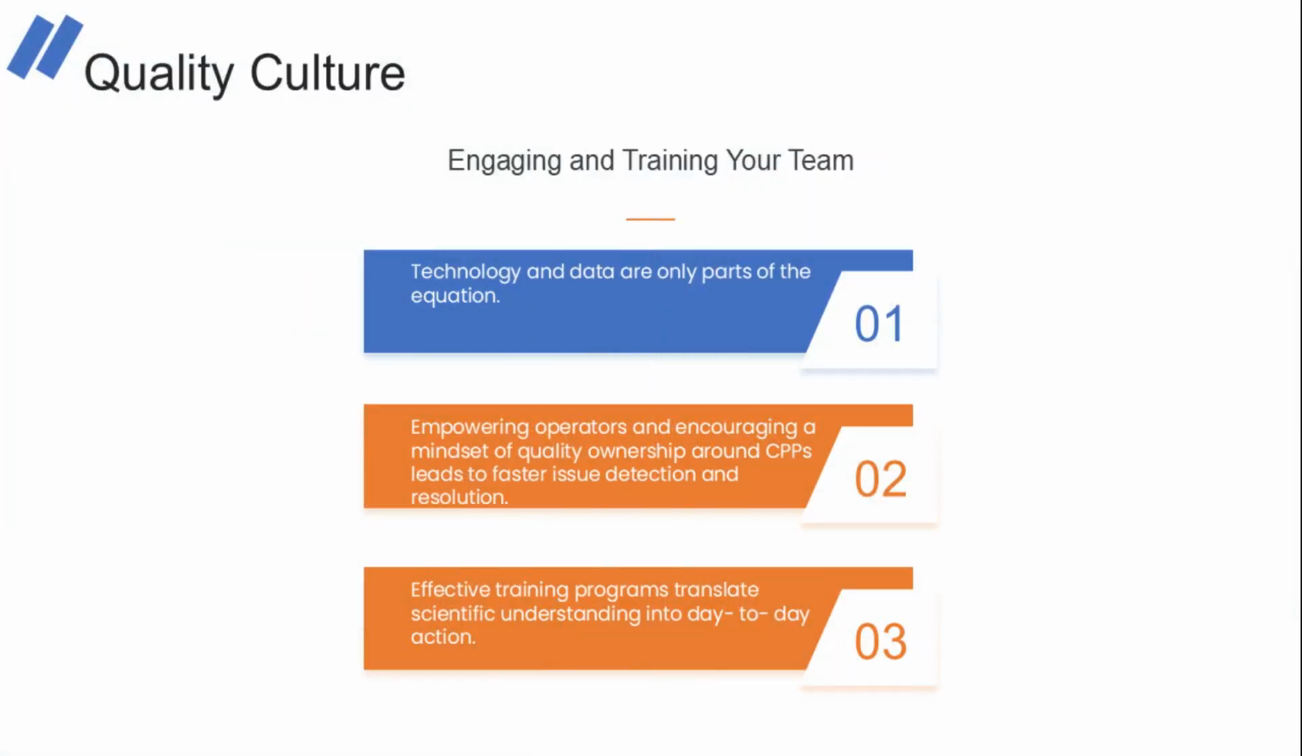Technology and data by themselves aren't enough. Empowering operators and cultivating a mindset of quality ownership around CPPs allows teams to detect and resolve process issues more quickly. Through effective training programs, scientific knowledge is translated into practical, everyday actions, ensuring that every team member understands the critical impact of CPPs and actively contributes to maintaining consistent, high-quality production. This combination of people, technology, and process knowledge creates a robust foundation for manufacturing excellence.